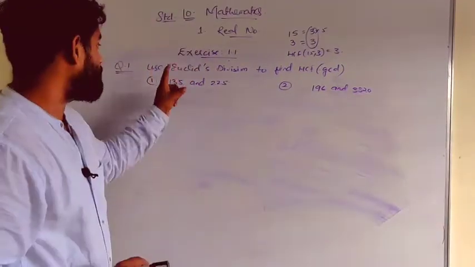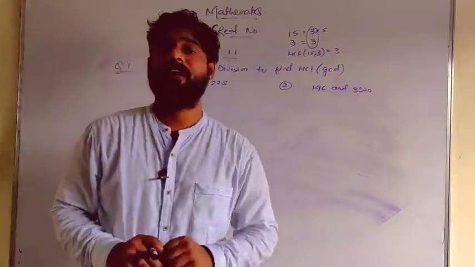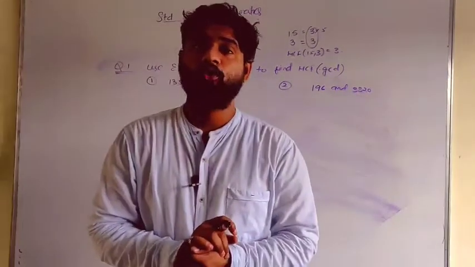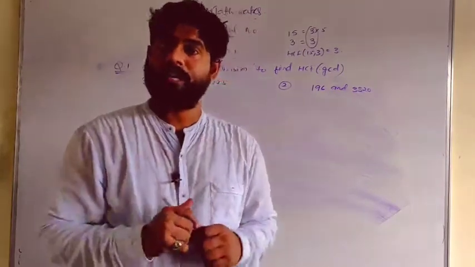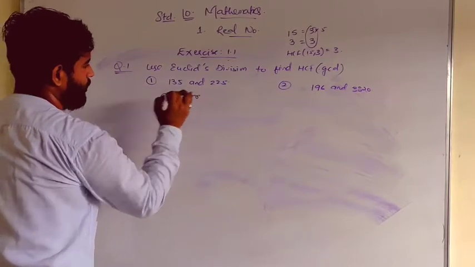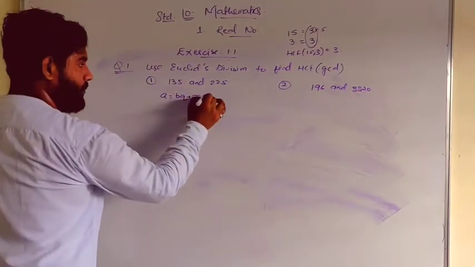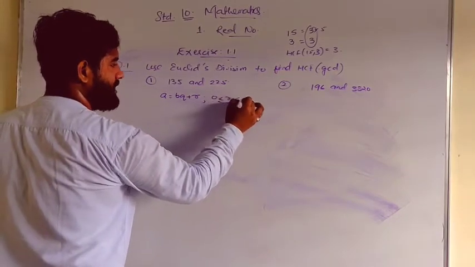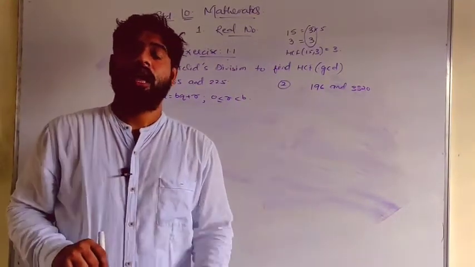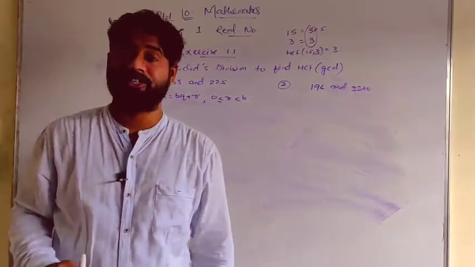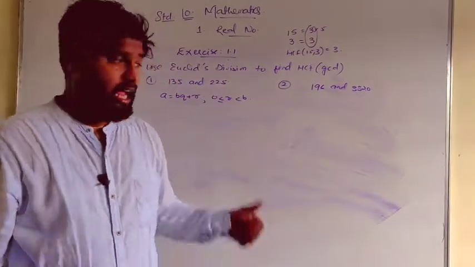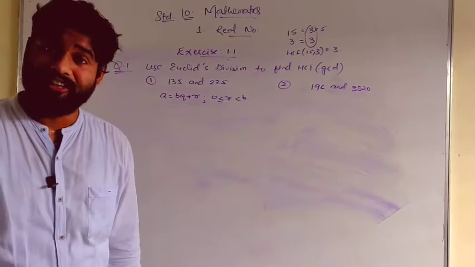But here the question is use Euclid's division to find out HCF. So I have to find HCF only. But to find out HCF, I have to use Euclid's division. So let's follow Euclid division. You have to use A is equal to BQ plus R, and your R should be more than 0 but less than B. That is what you reserve. So you have to use one number as a quotient, one number as dividend, and another number as divisor. So whichever the number is bigger, that is going to be your dividend, and whichever number is smaller, that is going to be your divisor.